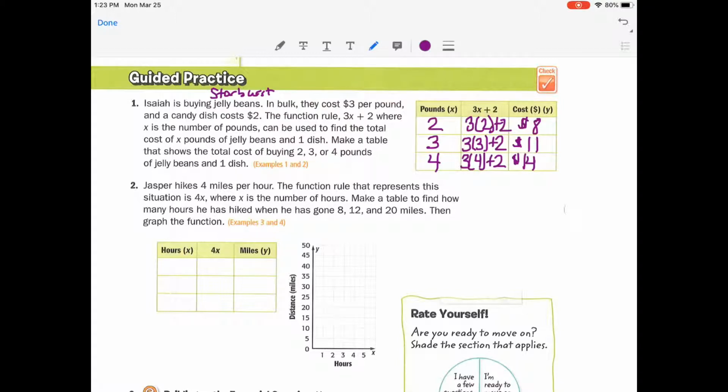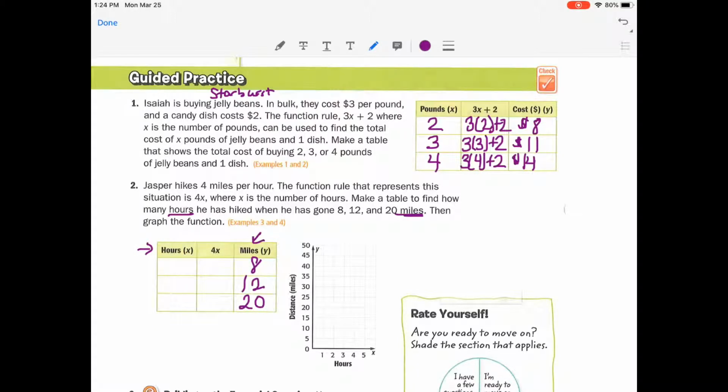It says Jasper hikes 4 miles per hour. The function rule that represents this situation is 4x, where x is the number of hours. Make a table to find out how many hours he hiked when he had gone 8, 12, and 20 miles. Guys, keywords here, look at what they're telling you, okay? So it's asking for how many hours, which means we're not going to know x, okay?